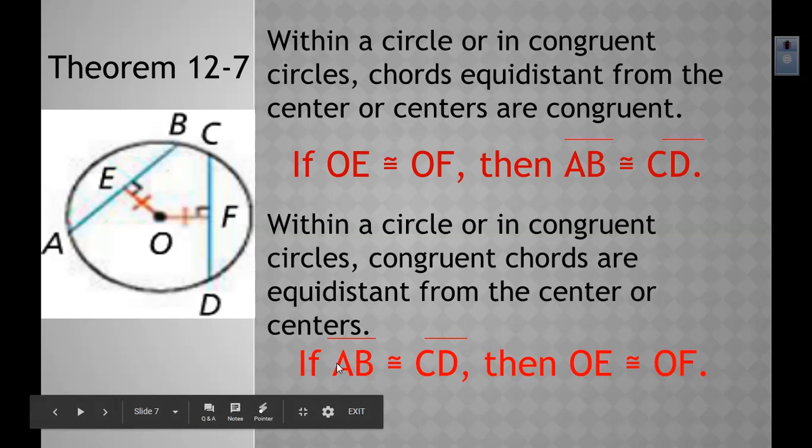And the same thing down here. If we reverse it, we say that chord AB and chord CD are congruent, so therefore the distance that they are from the center would be the same.